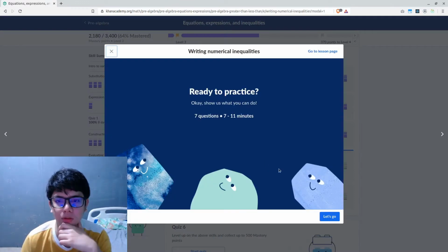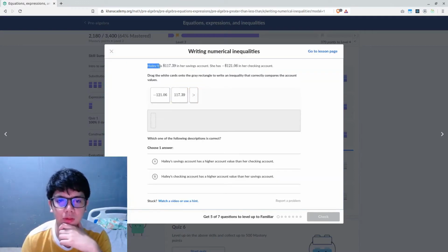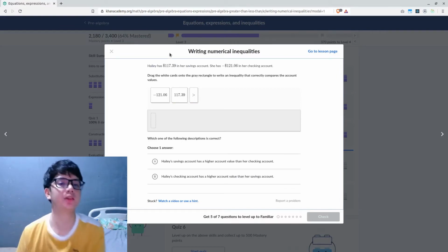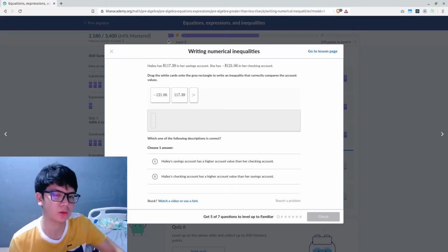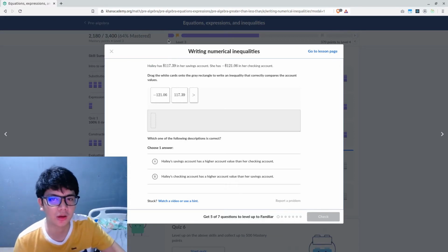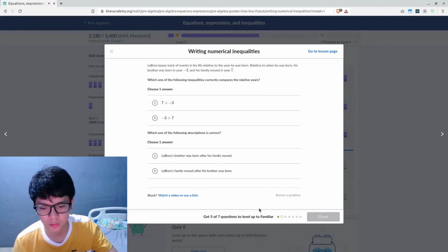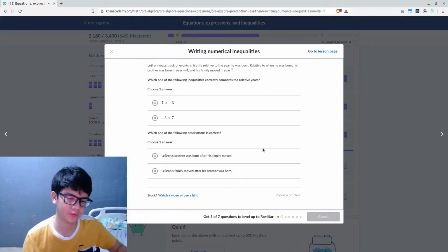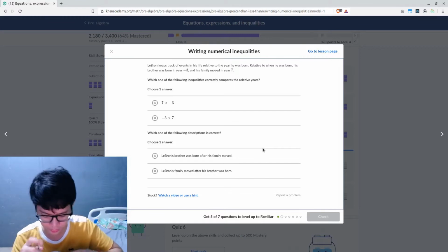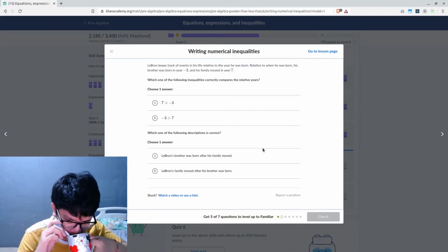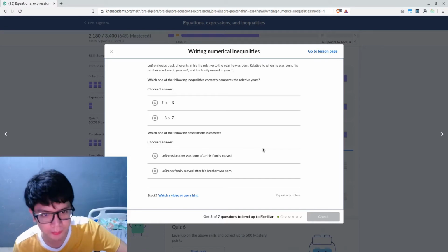Writing numerical inequalities. Haley has 117.39 in her savings account. She has negative in her checking account. Oh, okay. Why do word problems have so many questions? I hate it.